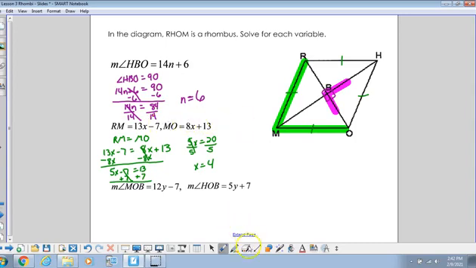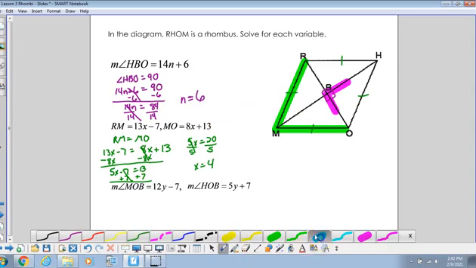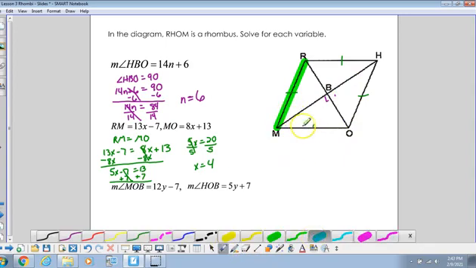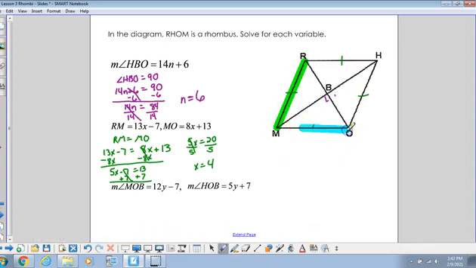Excellent. Now our third problem down here is about some angles. We have measured angle MOB is 12y minus 7, and HOB is 5y plus 7. Let's highlight those angles. MOB is this angle right here. Hang on, maybe I will take one of the colors off of here to help out. How about that? MOB is this angle right down here. And HOB is this angle right over here.